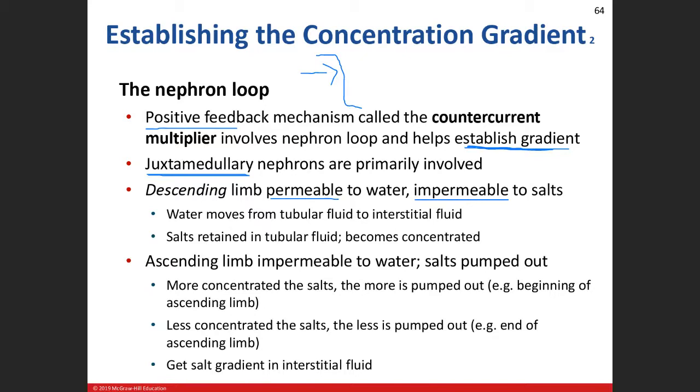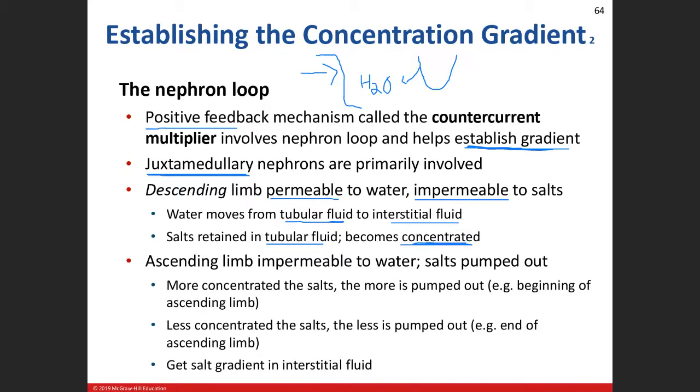So that means that water can go from inside the tube, the tubular fluid, and it can leave the tube. So here's our loop, water comes out of it. Meanwhile, salts stay inside. If water leaves the tubular fluid and salts are left inside, does that tubular fluid become more concentrated with salt or more dilute? Water leaves, salts are left behind. More concentrated. Right, so we're going to increase that salt concentration in the tubular fluid.